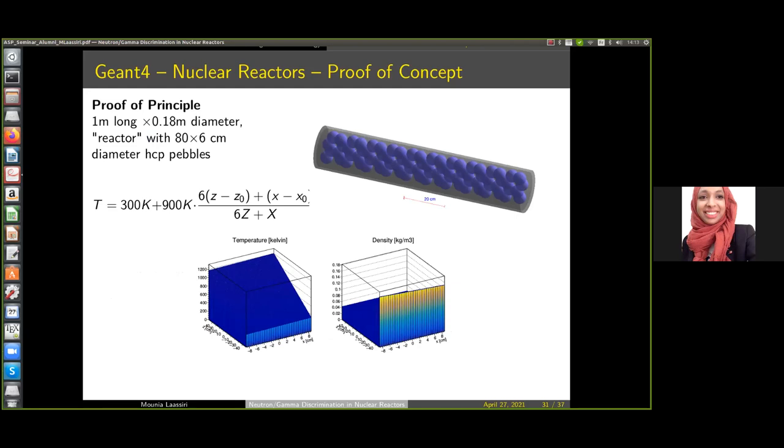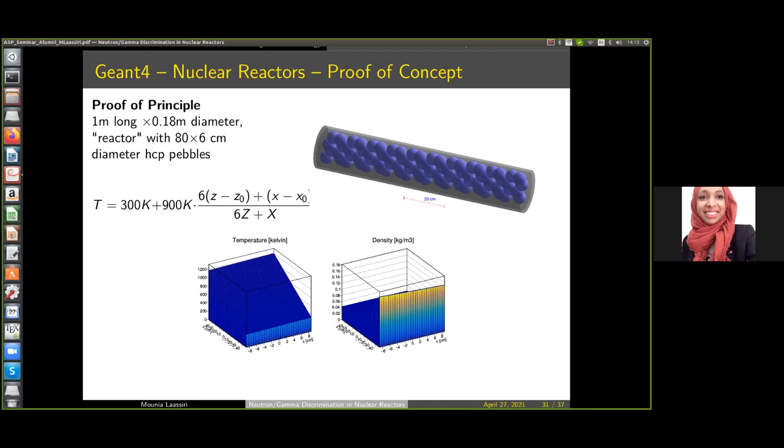So the next slides here serve to provide select results of proof of concept that the simulation is starting to capture important aspects that will be required of the eventual project. So here, a simulation of a 1 meter cylinder with radius 9 centimeters surrounded by 1 centimeter graphite wall was created as shown in this part. The simulation contains 80 bubbles in a hexagonal close-packed configuration.